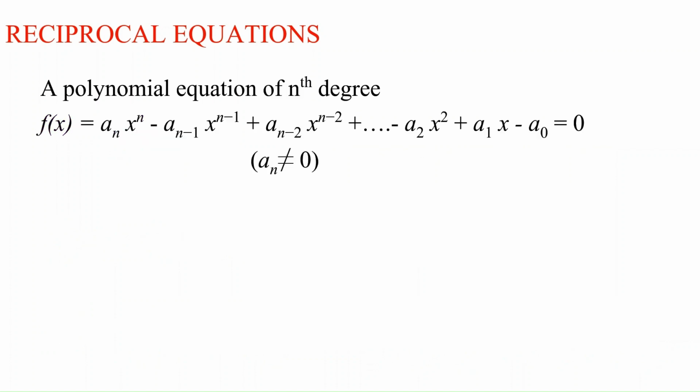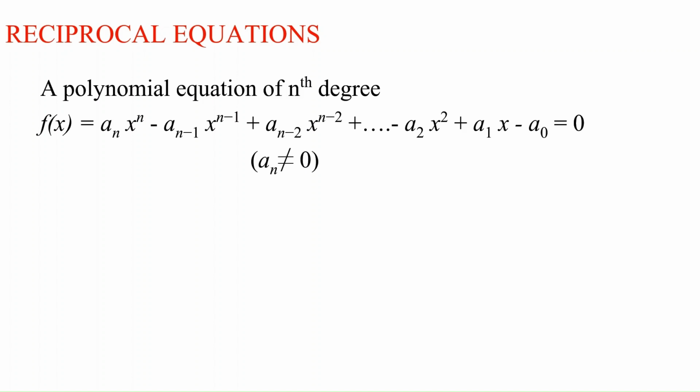A_n and a naught: the coefficients which are equidistant have opposite signs. Even a_(n-1) and a_1 are both equidistant. The second terms from the starting and the ending of the equation have opposite signs. This is the second case in reciprocal equations.